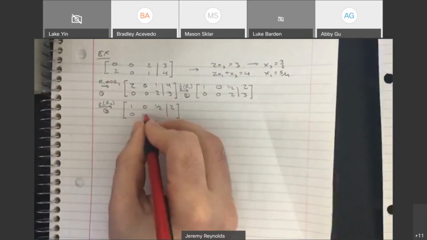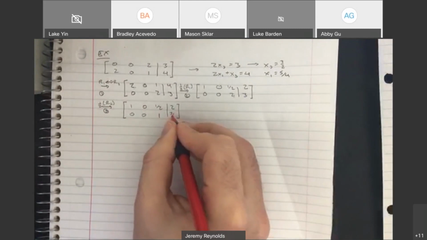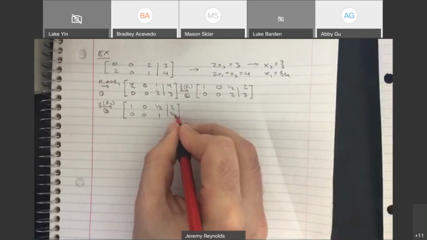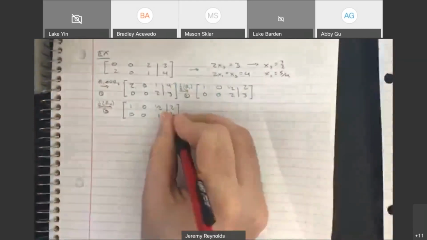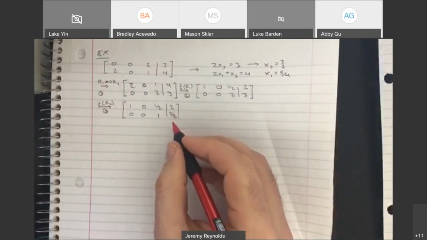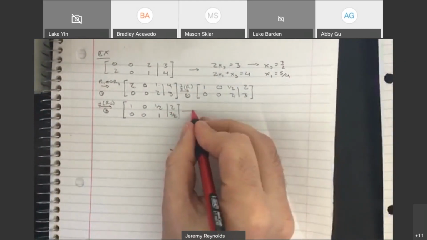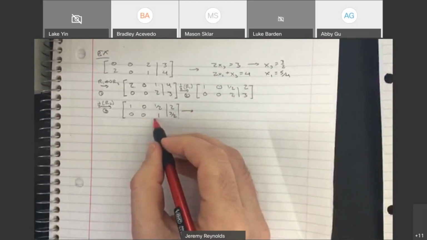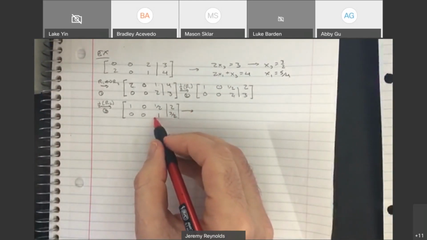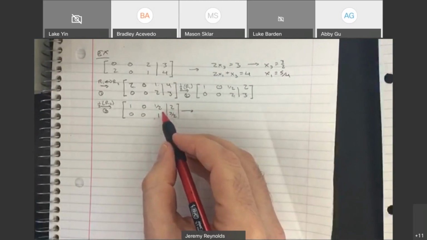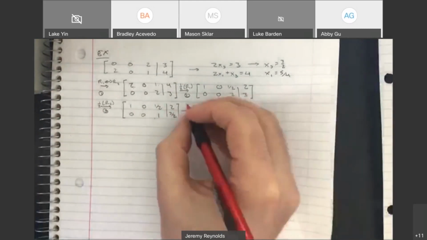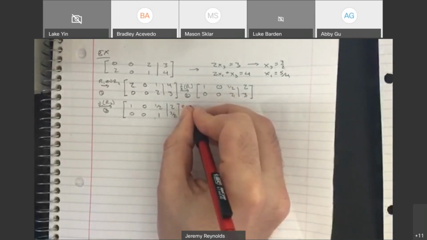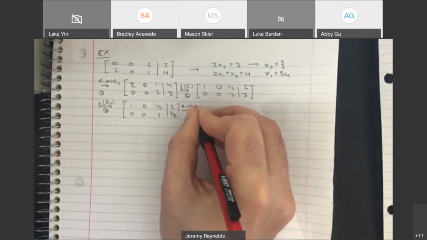Row 2 will become, sorry, 2, 1, 3 halves. And now the last thing we need to do, so this is in echelon form now, but we have to get it into reduced echelon form. So what we're going to do is take row 1 and subtract 1 half times row 2. So row 1 minus 1 half row 2.